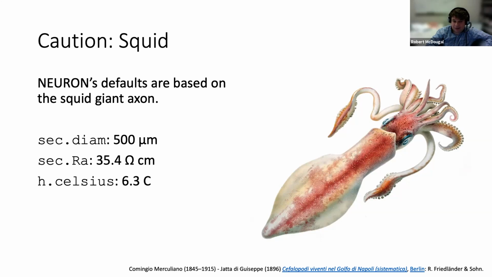The axial resistivity is 35.4 ohm centimeters in squid. If you're studying mammals, you're going to want to specify something different. Let's say about 100 ohm centimeters. Perfectly reasonable, perfectly happy temperature for squid is 6.3 degrees Celsius water. This is Neuron's default temperature. If you're studying mammals, that's not a happy temperature. You're going to want to set something different. Also, to be abundantly clear, if you're studying mammals, you shouldn't be using Hodgkin-Huxley channels because they're not for mammals.